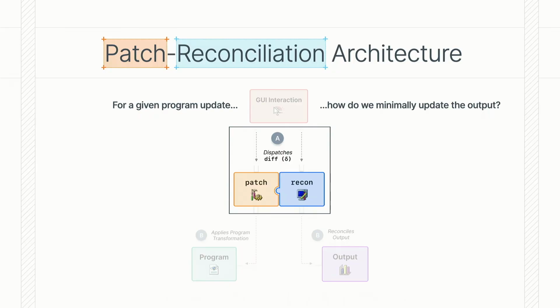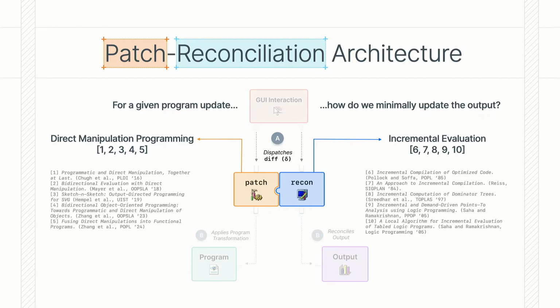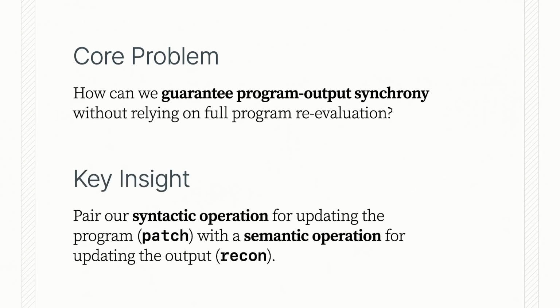And what's really nice about this framing is that we can take a lot of inspiration from two areas of the literature that haven't really been connected before. So on the left here, there's all the great work in direct manipulation programming on how to implement patch for different kinds of languages and increasingly complex GUI interactions. And then on the right, we can take a lot of inspiration from the incremental evaluation literature to think about how do we make this small change to the output based on a minimal program update. All right, so to return to that core problem, the key insight of this work is really, let's pair this syntactic operation that we have for updating the program, this patch operation, with a semantic operation for directly updating the output, which is reconciliation.